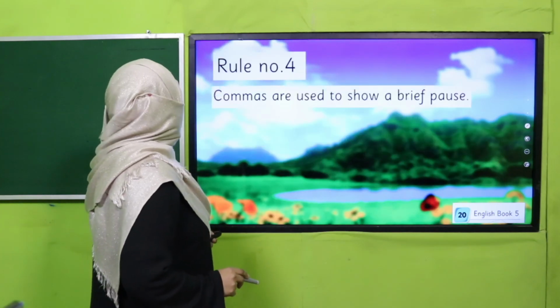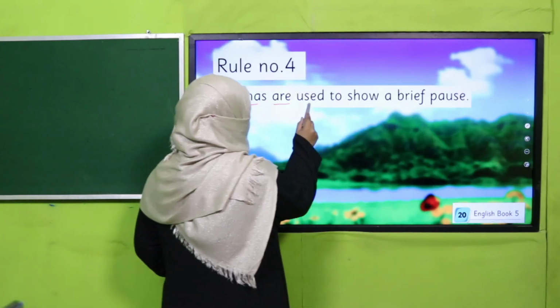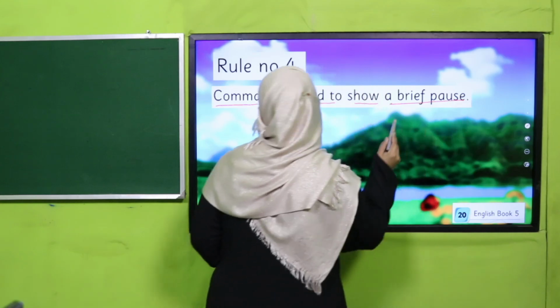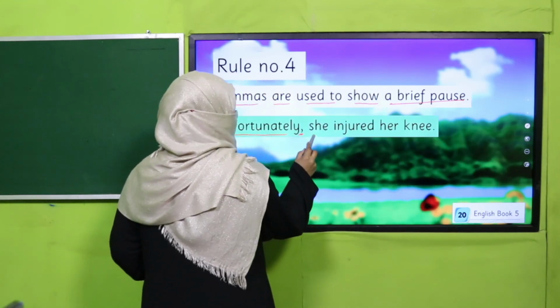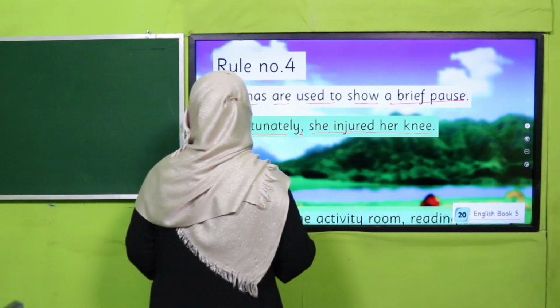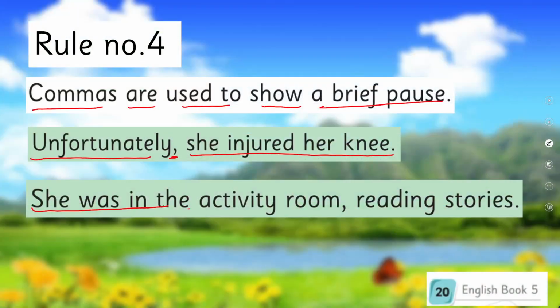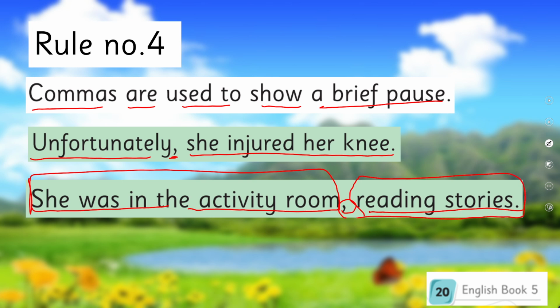And now the 4th rule is commas are used to show a brief pause. As we already told, unfortunately, comma, she injured her knee. She was in the activity room, comma, reading stories. Now, these are 2 phrases of a statement and we are joining them, like we want to write them in the same statement. So we put a comma, a short pause, and then we complete it.